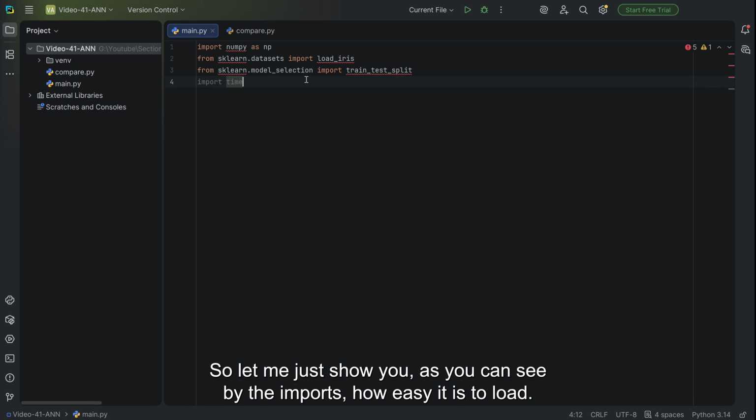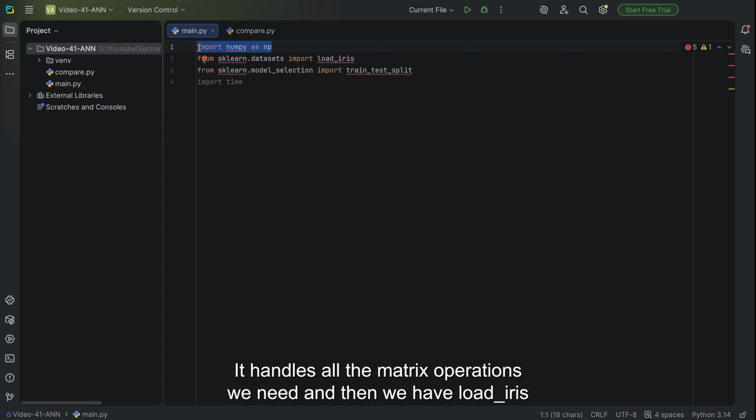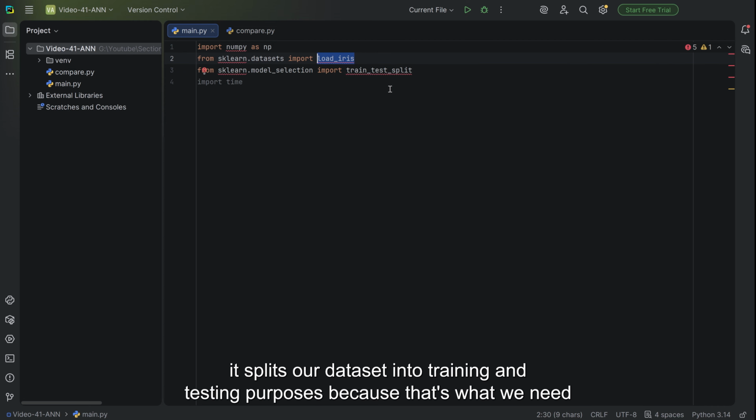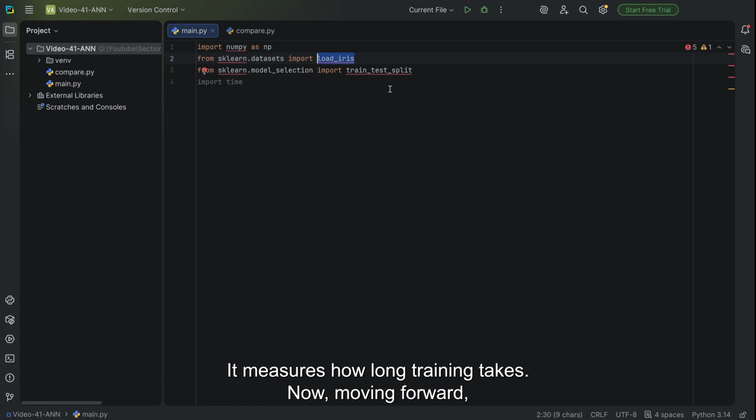As you can see by the imports, how easy it is to load the iris dataset. First, let me just explain what these imports are. NumPy is to do the maths we are going to use. It handles all the matrix operations we need. And then we have load_iris, like it says, a helper that gives us the iris dataset. And train_test_split. It splits our dataset into training and testing parts because that's what we need when we're working with machine learning. And import time measures how long training takes.